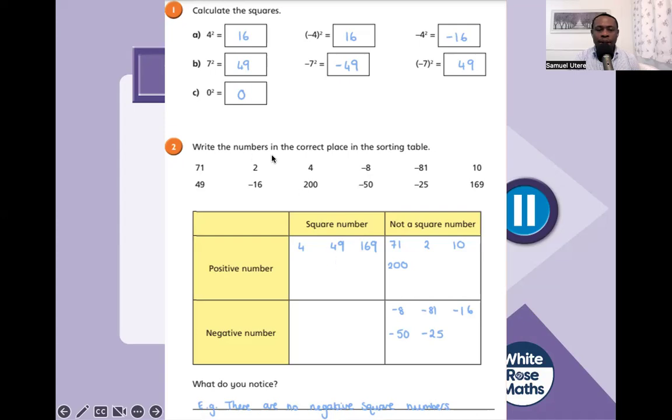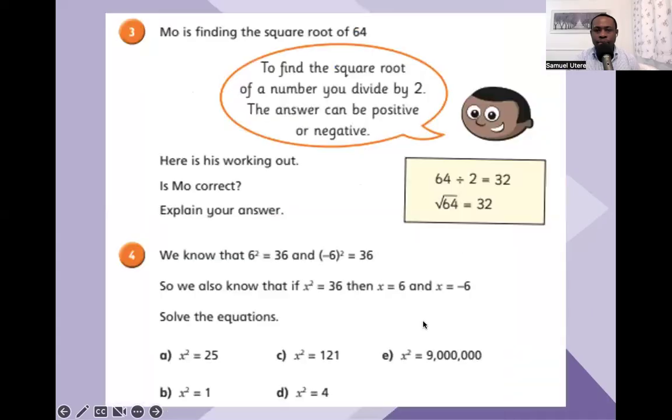Here you are asked to write the numbers in the correct place in the square sorting table. So these are square numbers, these are not square numbers, and then these are negative numbers. Okay, that's all you were required to do. Pause the video and answer questions 3 and 4 in 3 minutes.